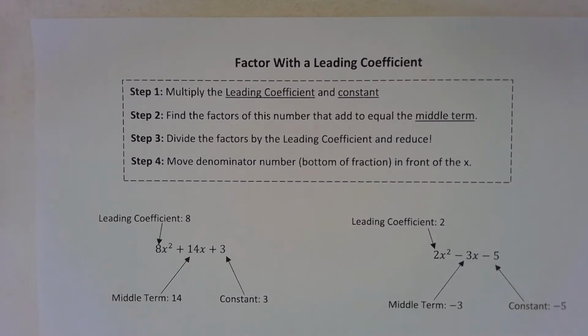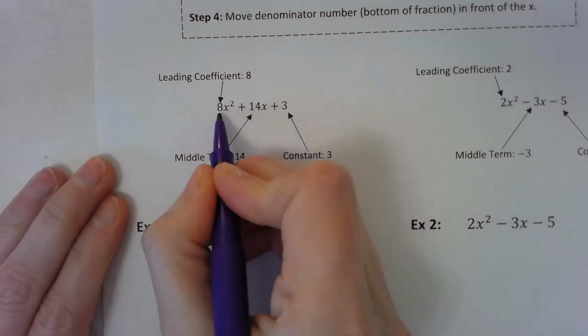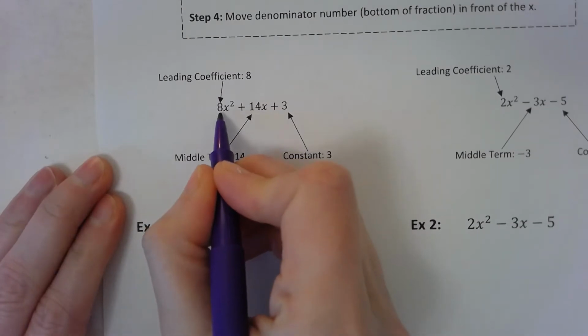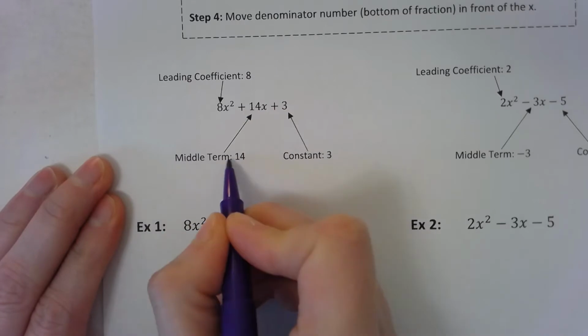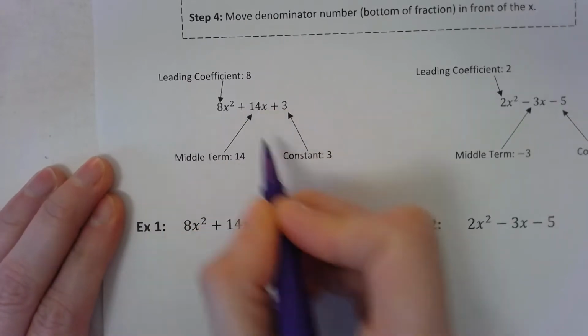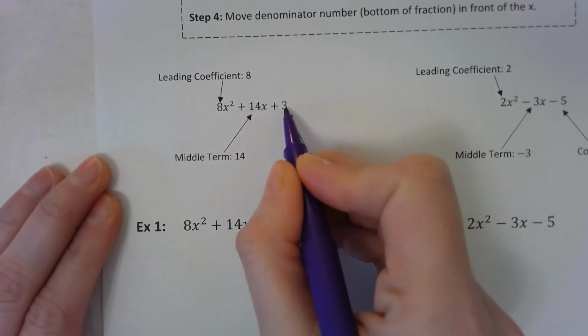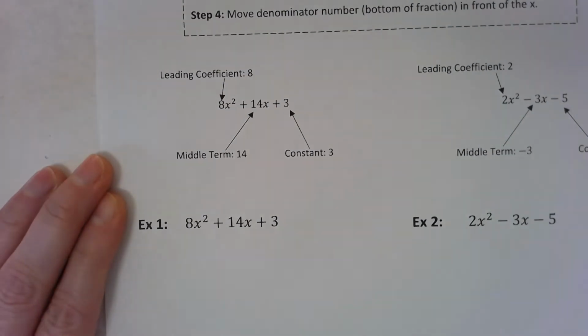Factoring with a leading coefficient. Okay, before we get into the steps, you need to know the vocabulary for this one. The leading coefficient means it's the big number at the very beginning of your problem, so it's in front of the x squared. Our middle term in this case would be 14. Our constant is the number that doesn't have the letter attached to it, so that one is 3.